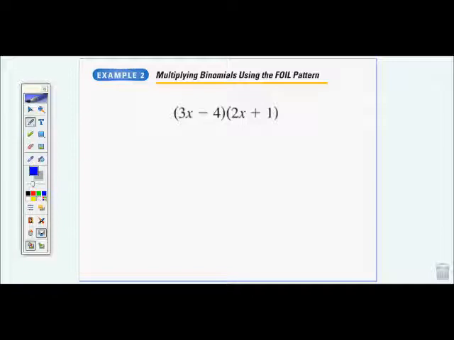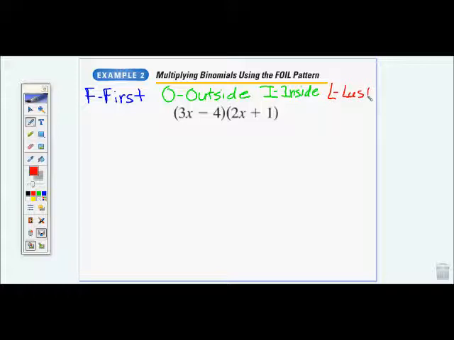So the FOIL method means first terms, then we have outside terms. We also have inside terms. And then we have our last terms. So the first and last are pretty self-explanatory. It means the first terms from each of the polynomials, or in this case, binomials.